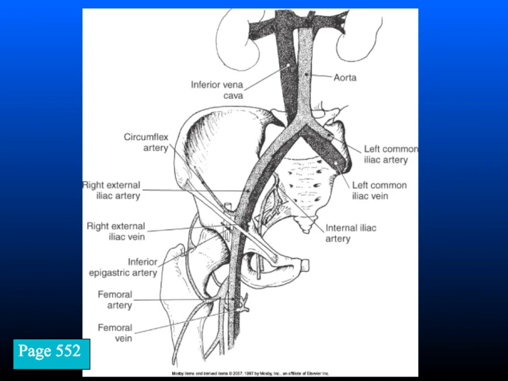Next one shows the same. It's basically looking at the right external and internal iliac arteries, and also the darker vessel here is the vein, the external iliac vein that joins the inferior vena cava there.